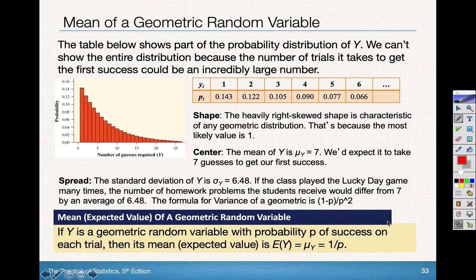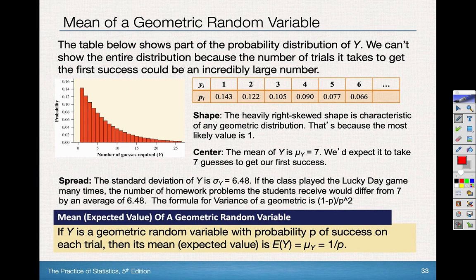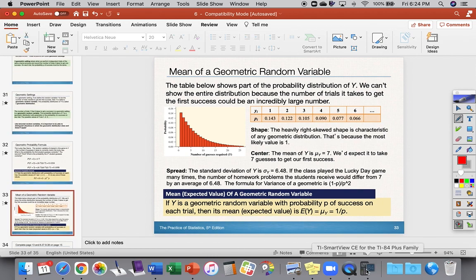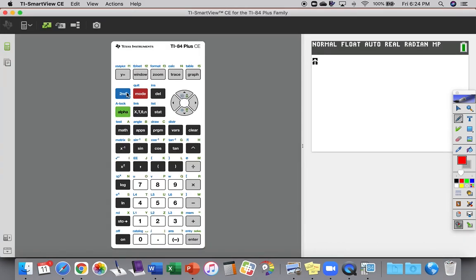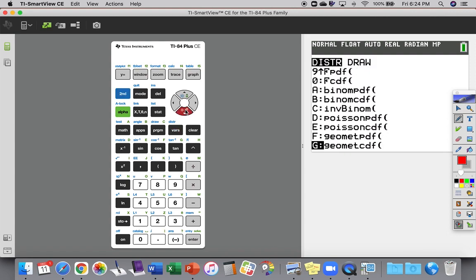These two things, we don't really use them very much. What do we use geometric for? We use geometric in our calculators. So I'm going to show you how geometric works in your calculator, and that indeed will be the last thing we cover in this chapter. So stick with me. Where is it? Second vars gives you your distributions. We've done normal today. We've done binomial last class. And our last two are geometric CDF and PDF.